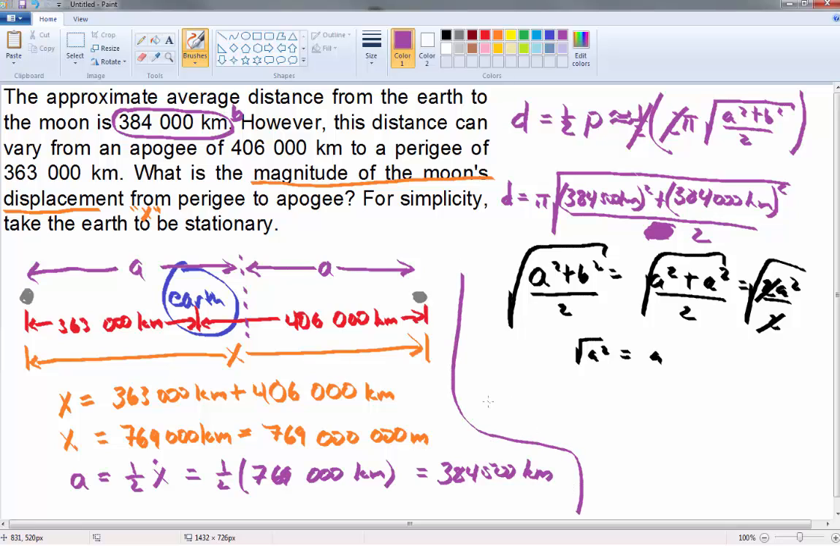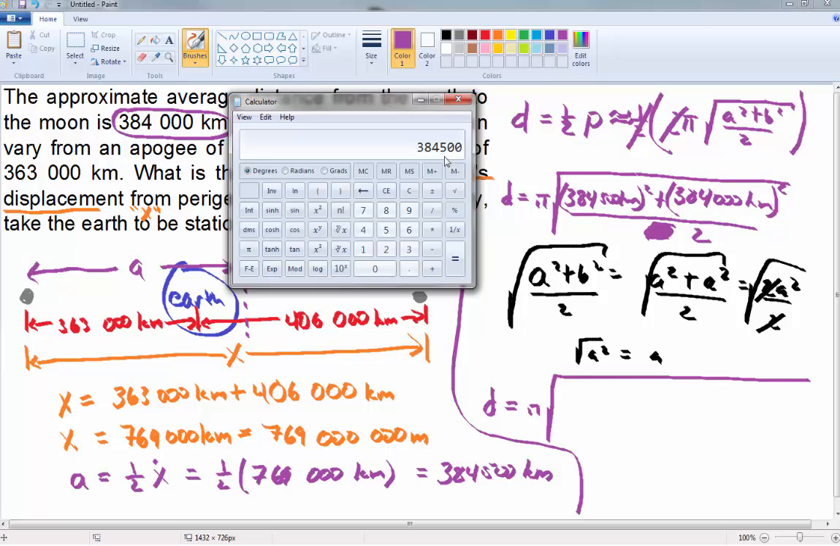What we actually have here is d is equal to pi times the square root of, and so now we're going to have to take this number that we just found and square it. So we end up with this number. And then to that, we're going to need to add another 384 thousand, and that actually also needs to be squared. So you get a number like this, then you divide it by 2, you get a number like this, and then you take a square root, you get a number like this. 384,250. It's almost exactly the average of 384,000 and 384,500 for what that's worth. So that then needs to be multiplied by pi, and what you get is this number.